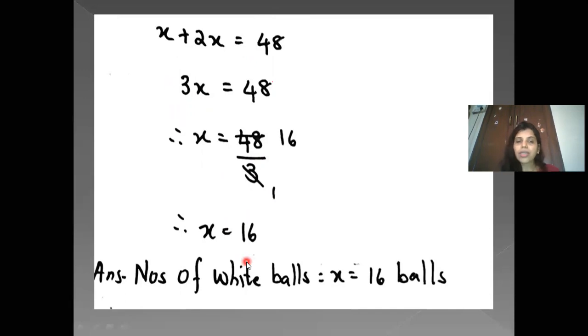So see to it that you write down the things properly with proper steps. And children, this particular chapter is really easy for you to score marks. So practice it, and you will really do well in this chapter.